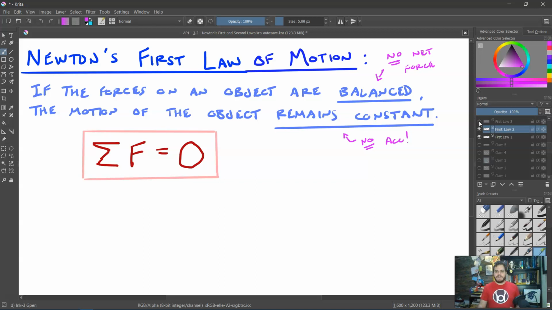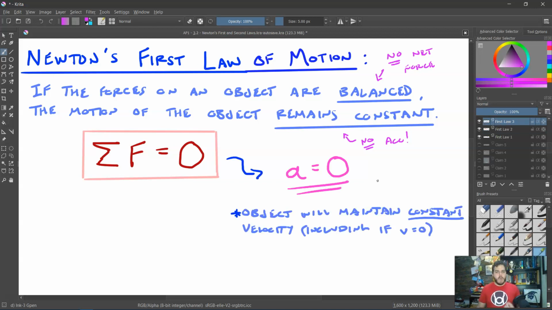And that automatically implies that there is no acceleration. And now how do we know that? Because Newton's second law told us. If I've got this equation here, acceleration is the net force over inertial mass. If this first part goes to zero, well, this second part, acceleration, must be zero.